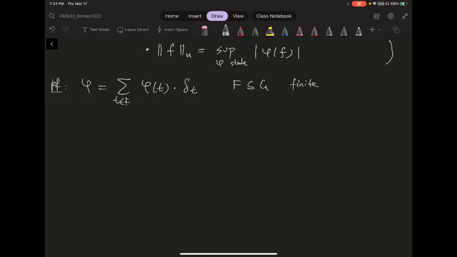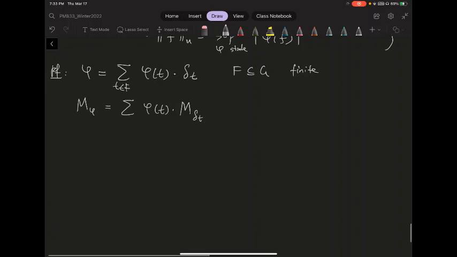So if you consider the m of this phi, you can really just multiply by each combination of these delta t. You can treat it as a summation of phi t times multiplication by delta t. It's basically a linear combination. So let's just consider one particular delta t. For every t, let's consider m of delta t. Hopefully that's continuous. I can extend that first.